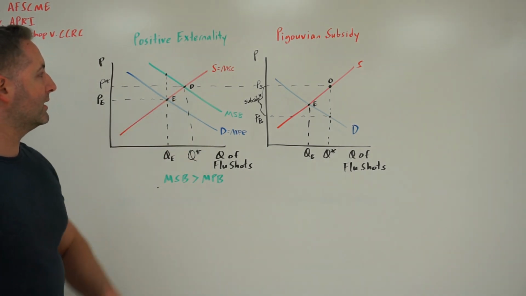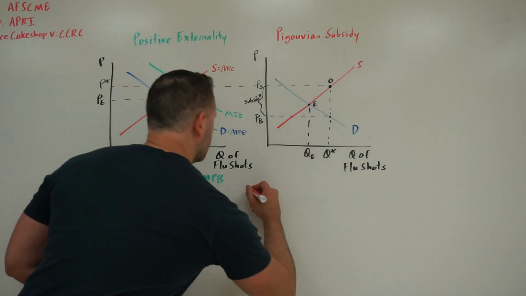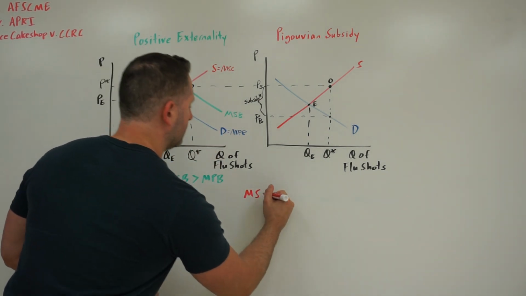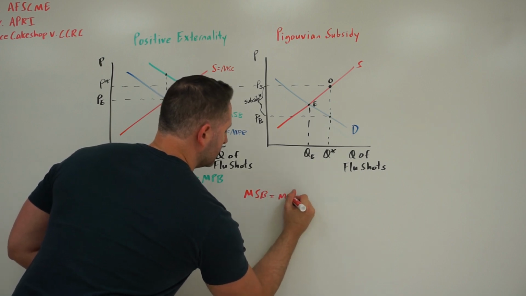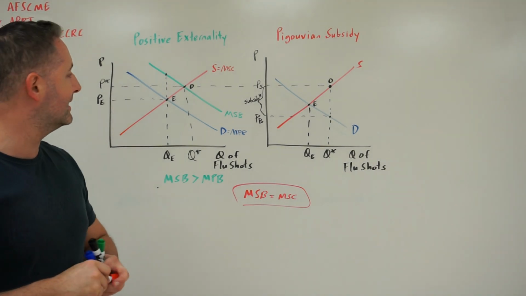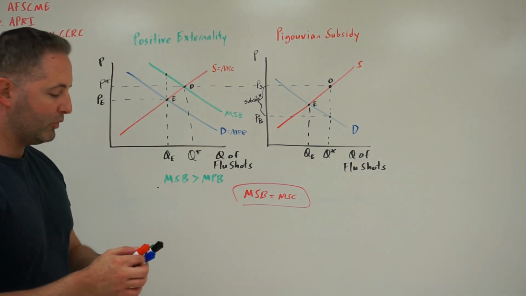However, the optimal quantity is going to be where MSB equals MSC, and I'll put that here. Marginal social benefit equals marginal social cost. Again, that's one of our main ideas of this. So we want to somehow produce at point O. Why do we want to do that?